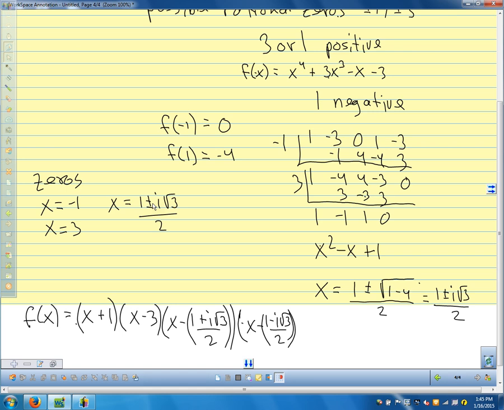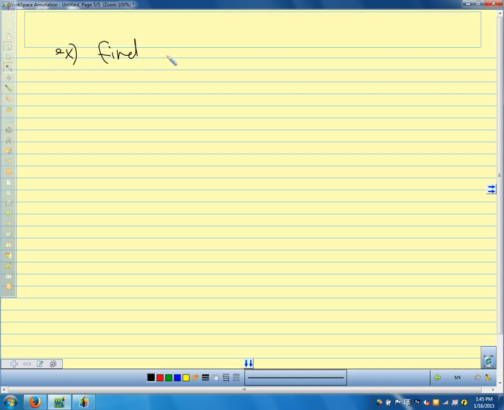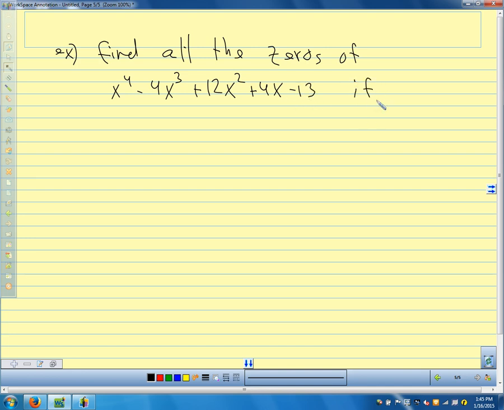All right. Let's look at another example. We want to find all the zeros of x to the 4th minus 4x to the 3rd plus 12x squared plus 4x minus 13. And we know that 2 plus 3i is a 0.